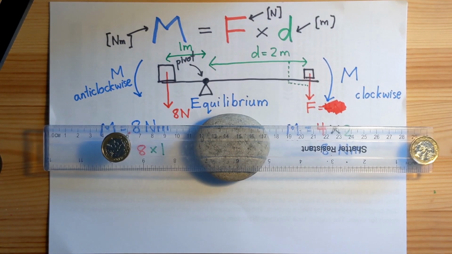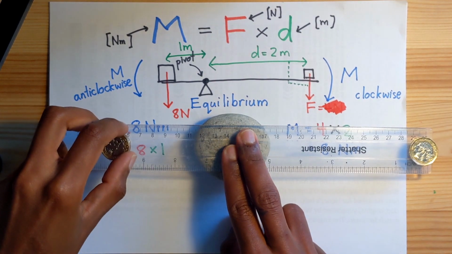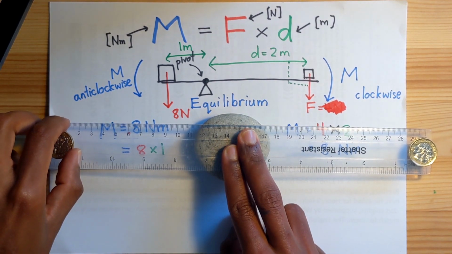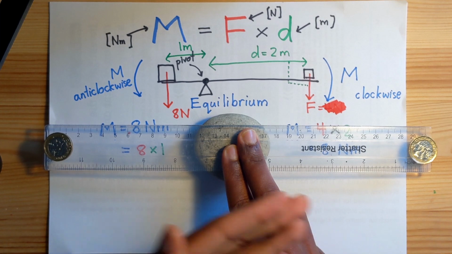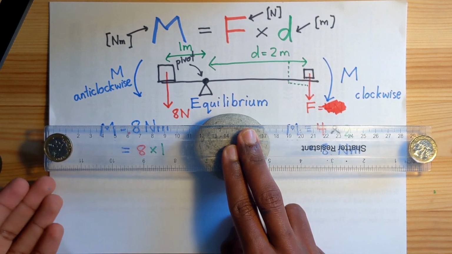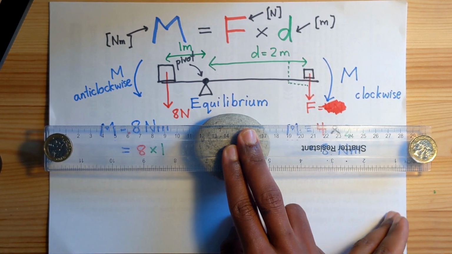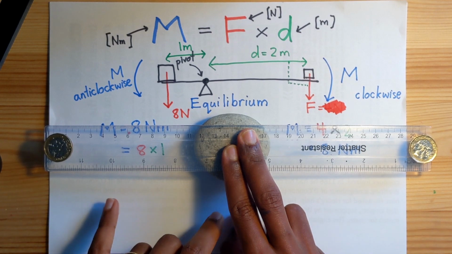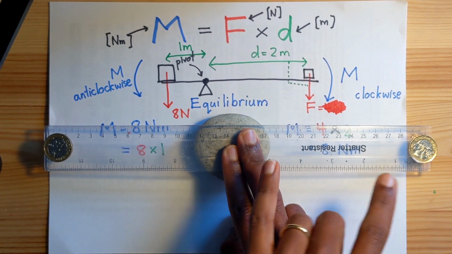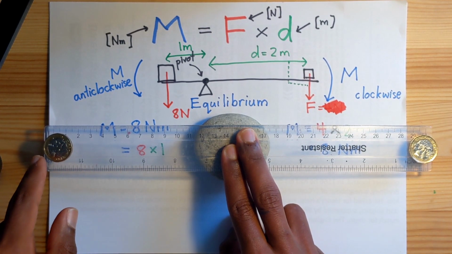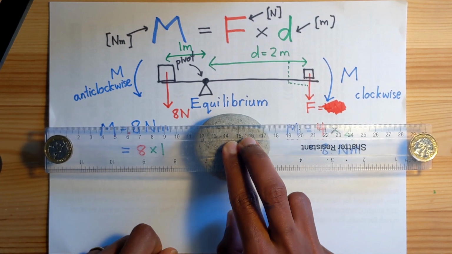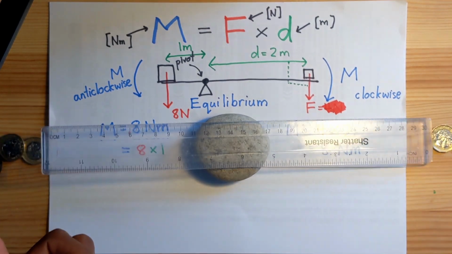However, if I were to move the mass on the left-hand side further along, the object is no longer in equilibrium because the anti-clockwise moment is now greater than the clockwise moment. This is because, even though the distances are equal, the force on the left is greater, which is why when I let go, the object isn't stable and the whole thing falls apart.